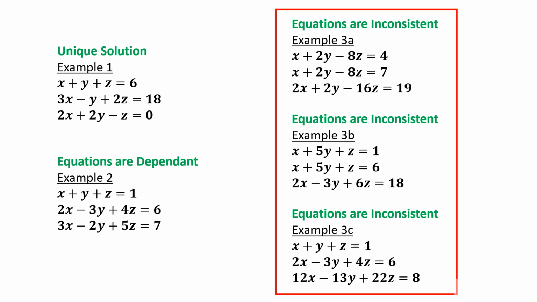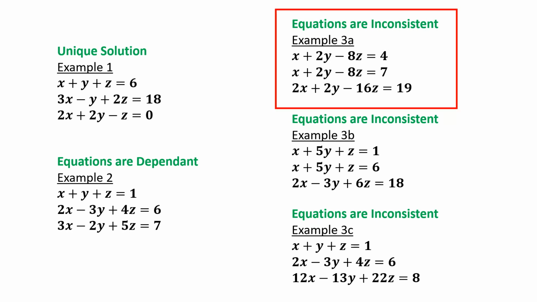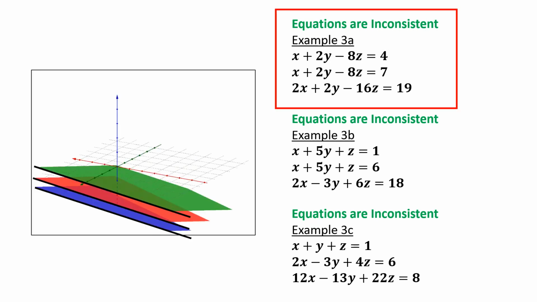All right, now let's explore inconsistent equations. The first scenario is where we have 3 planes that are parallel. Now let's have a look. We have 2 equations which are the same and the constant is different. If you actually look at the third equation and divide everything by 2, you'll see it's the same as the first 2 equations, but again the constant's different. So for this scenario, the equations are the same, but the constants are all different.